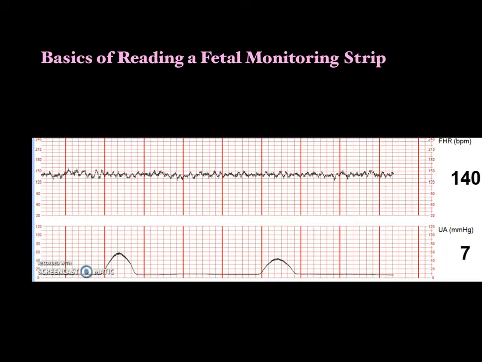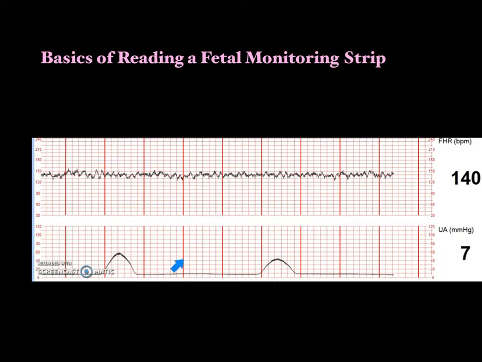Okay, so we're going to talk about the basics of reading a fetal monitoring strip. It's nothing fancy. It's just basic material. And I have here a little strip down the bottom, which I can alter to make look like what I want. And right here, it looks like a fairly normal strip. So I'm going to give you the parts of it.